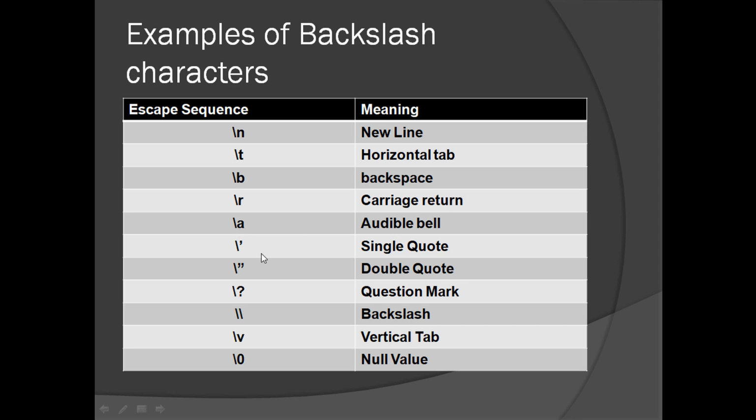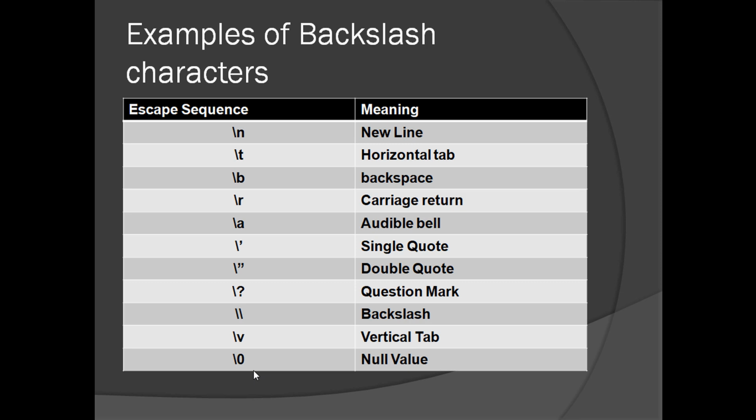If you want to print a single quote, you can use a backslash and quote, that will print a single quote. If you want to print a double quote as a character, you should use backslash followed by double quote. And if you want to print a question mark as part of the string, you should use backslash and question mark. These are some examples of backslash characters, of which we will use mostly new line and horizontal tab. There is one concept called null value. Null value will be used in string constants. The string terminator is null value, by the way. Don't worry, we will see in strings.